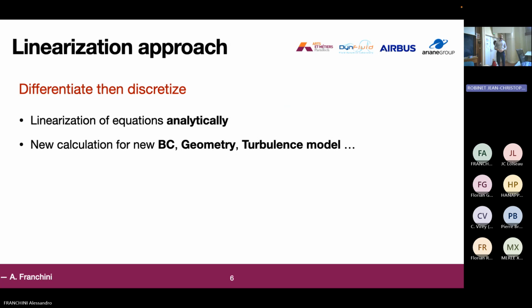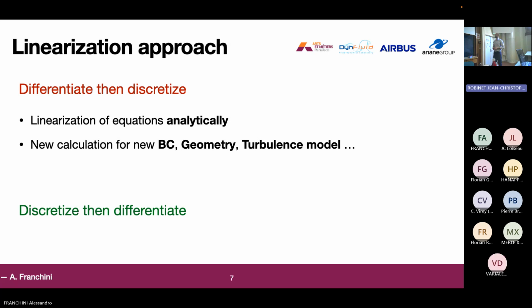So again, usually the main approach is first we differentiate the equations. So we take the Navier-Stokes equations with the URANS modeling, and we calculate the linearized equations analytically. But this could be tedious, and for each boundary condition, if you change the geometry, or if you change the turbulence model, we need to redo the calculation, and sometimes this could be very time expensive. So there's another approach that we will pursue in this thesis, which is called first we discretize the equations. So first we generate the code that is solving the equations, and then we differentiate the nonlinear code, and we will get a linear source code.